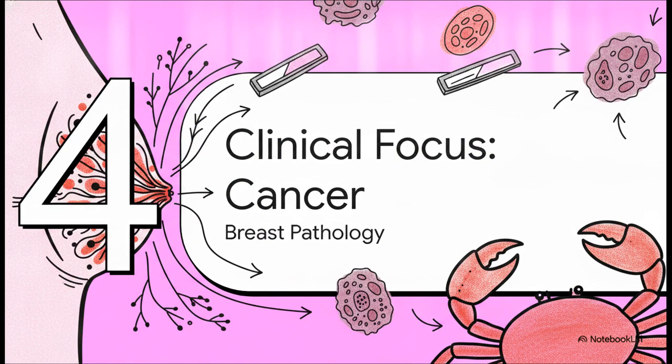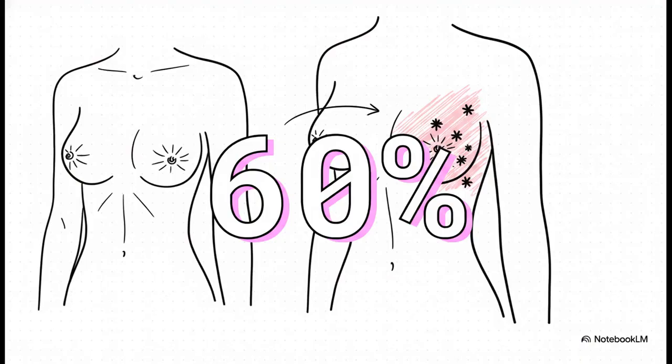This brings us to Section 4, Clinical Focus, Breast Cancer. I want you to look at this number, 60%. That is a huge proportion. Of all breast cancers, which typically arise from the epithelial cells of those lactiferous ducts we mentioned, 60% occur specifically in the upper lateral quadrant of the breast.